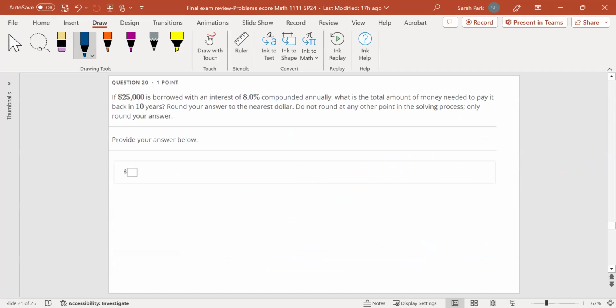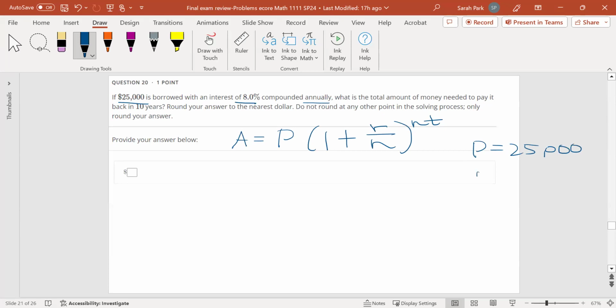Okay, number 20, we're going to use a compound interest formula for this. $25,000 is borrowed with an 8% interest rate compounded annually. What's the total amount of money needed to pay it back in 10 years? The formula, if you recall, is A equals P times 1 plus r divided by n, raised to the nt power. P is your original amount that you borrow, so here P is $25,000. Your interest rate is r. It's 8%, but we need to change it to a decimal by dividing by 100 or moving the decimal 2 places to the left, so it's 0.08.